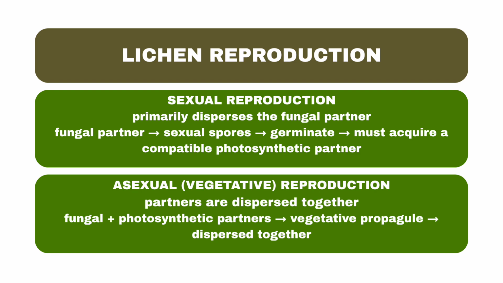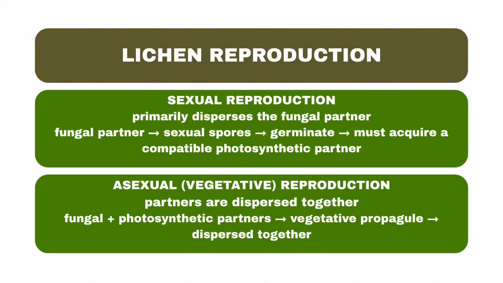Sexual reproduction primarily disperses the fungal partner, while vegetative propagation can disperse the partners together. In sexual reproduction, the fungal partner produces spores. These spores contain fungal genetic material, but they do not contain the photosynthetic partner. So after germination, the fungus must acquire a compatible photosynthetic partner to form a new lichen association.